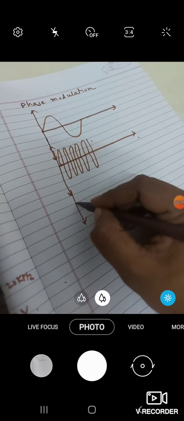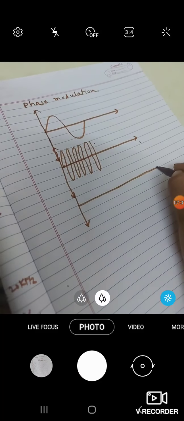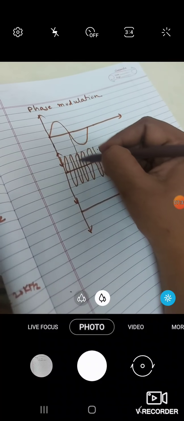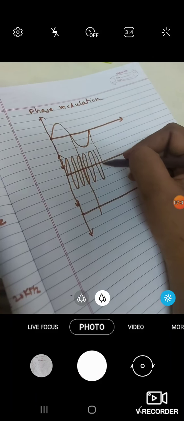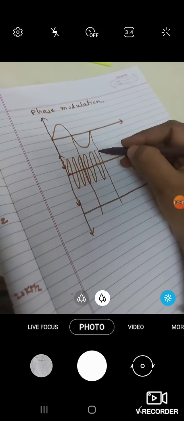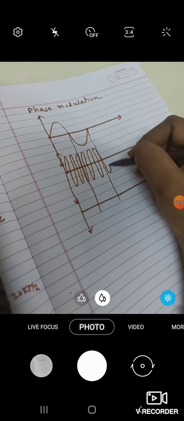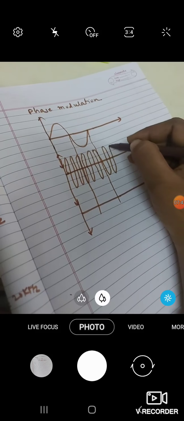Then in phase modulation, what happens? The points where the cycle is changing from positive to negative, take their projections first downward in this waveform.